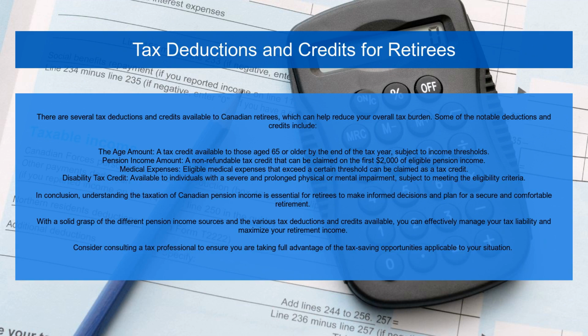There are several tax deductions and credits available to Canadian retirees, which can help reduce your overall tax burden. Some of the notable deductions and credits include the age amount, a tax credit available to those aged 65 or older by the end of the tax year, subject to income thresholds. Pension income amount, a non-refundable tax credit that can be claimed on the first $2,000 of eligible pension income.